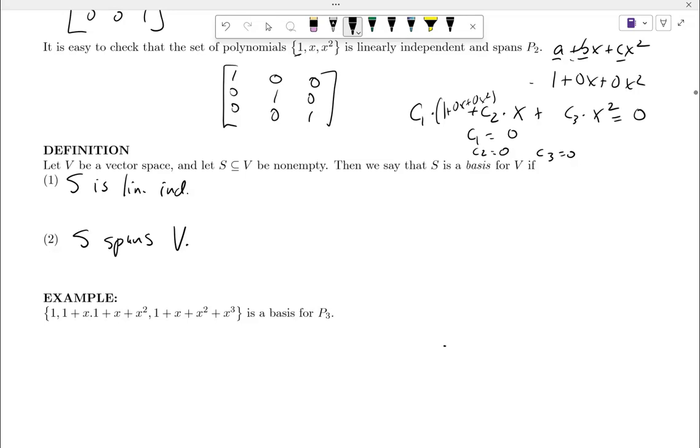And again, the reason why we care is because that guarantees that we can write every single vector in the vector space uniquely as a linear combination. Right? It's that uniqueness bit that we want. All right, so we'll do more examples of this next time. Talk about basis, talk about dimension, and all that good stuff.